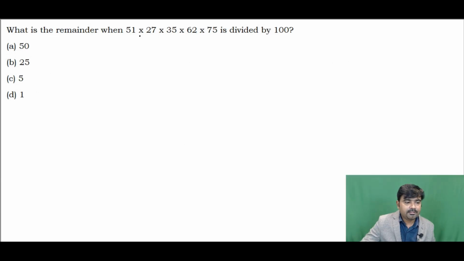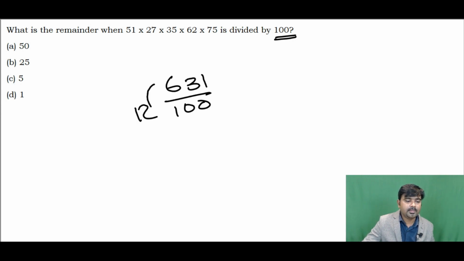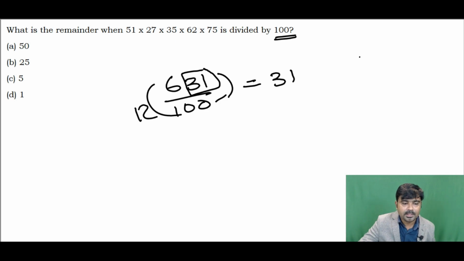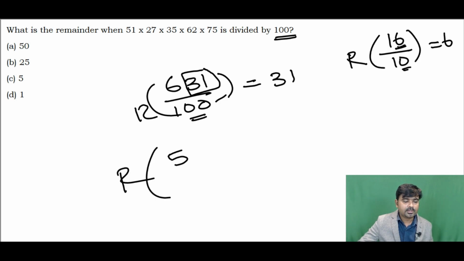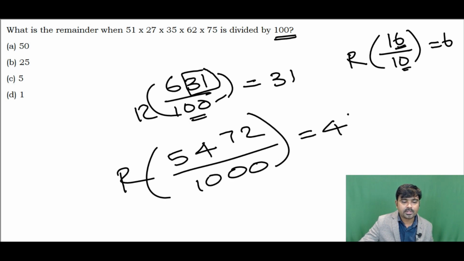What's the remainder when 51 into 27 into 35 into 62 into 75 is divided by 100? Please don't try to find the remainder directly. I'll give you a simple example. 631 divided by 100, what's the remainder? You can write directly 31. Only the last two digits are the remainder when divided by 100. For example, 5472 divided by 1000, what is the remainder? The remainder is 472. Only the last three digits are the remainder.